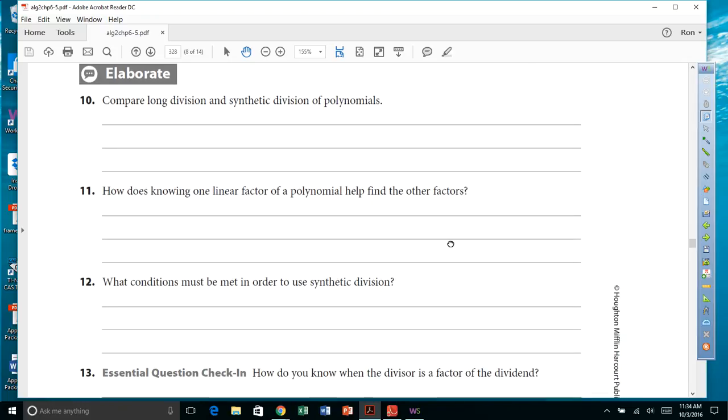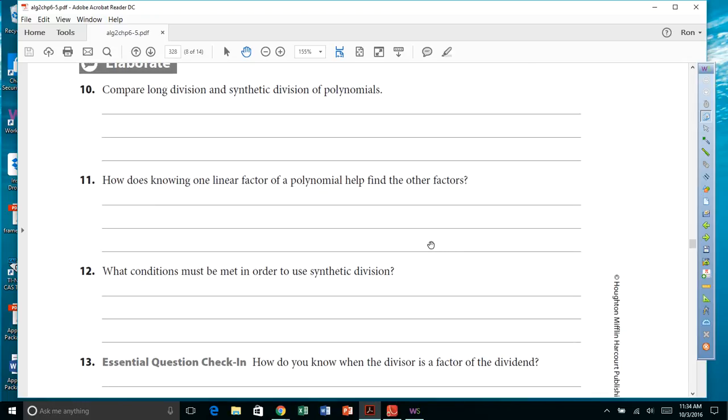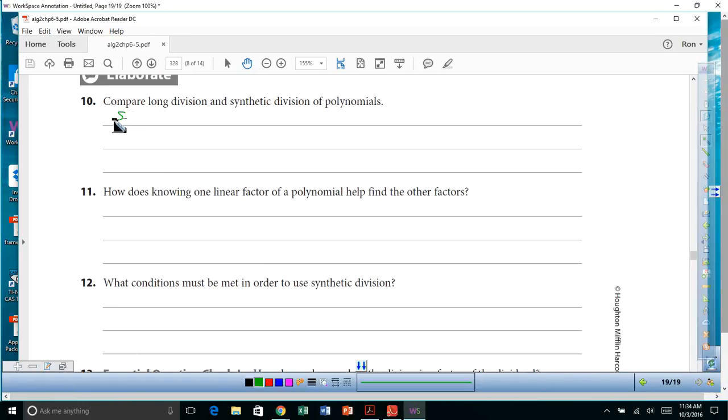Compare long division and synthetic division of polynomials. Really, it's the same process. You get the same answer. You got some of the same steps. The really neat thing about synthetic division is you get rid of all the x's so that you're only working with the coefficients. That's what's really cool about it.